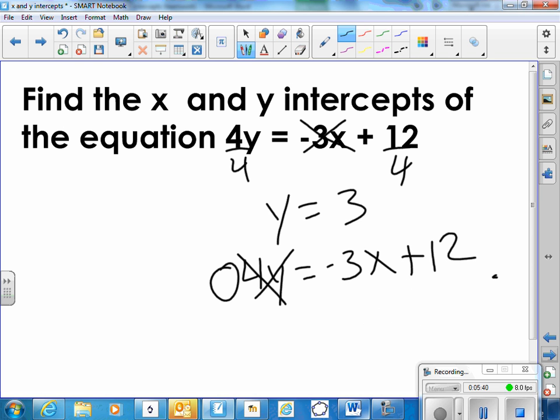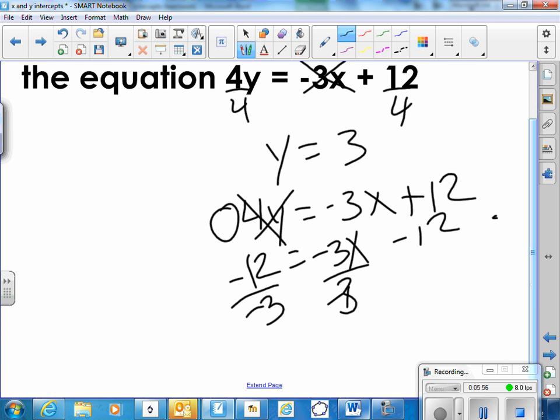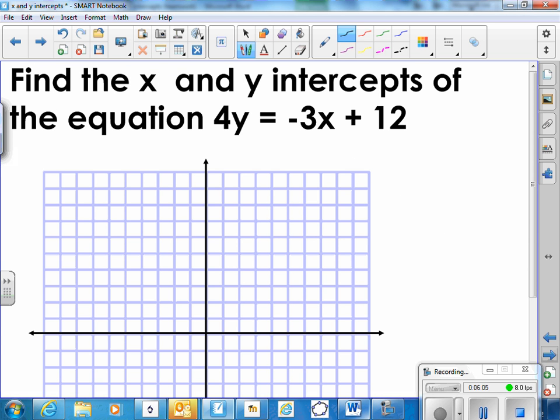Well, you could subtract 12 from each side. 0 minus 12 is negative 12. Then you could divide by negative 3. So x equals 4. Well, we could see if that would work graphically. We could divide by 4. So y equals negative 3/4 x plus 3.